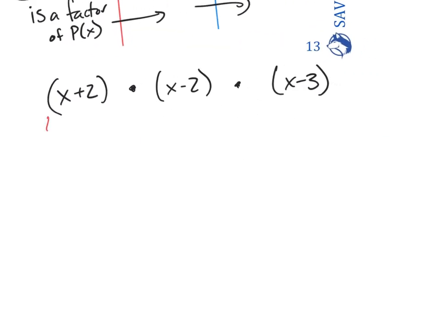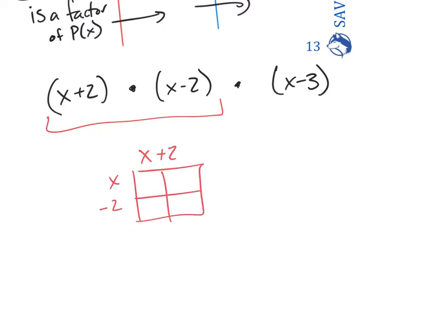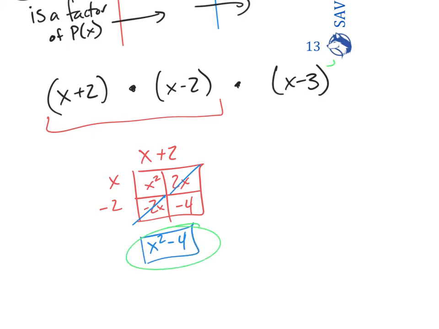So let's do that. I'm just going to start with this part, and I'm going to use the box method. These two add to 0, and so I'm left with x squared minus 4 here. Then I'm going to take this and multiply it by this, piece by piece. So I'm also going to use the box method here. So x squared minus 4, and I'm going to have x minus 3.